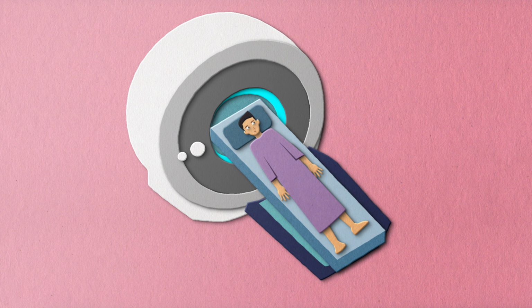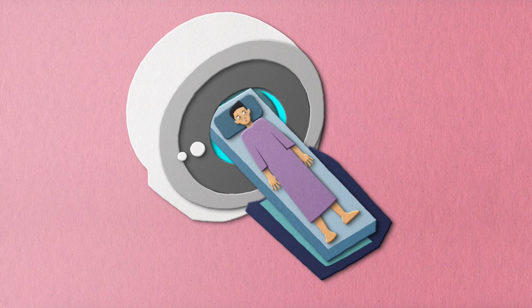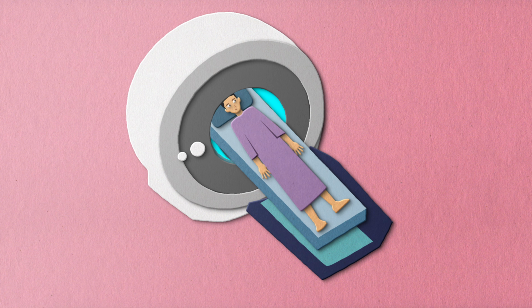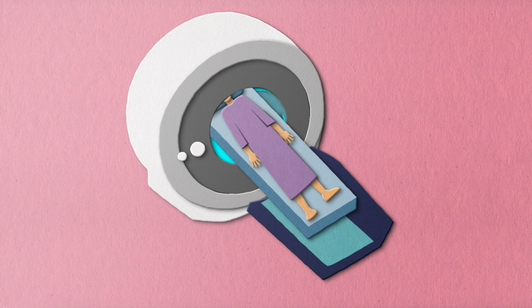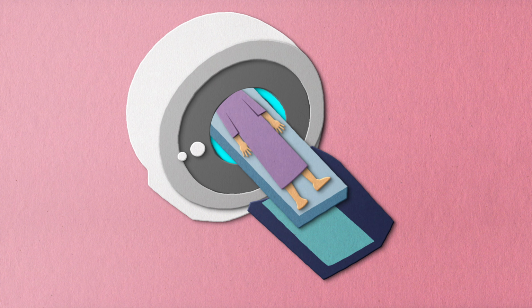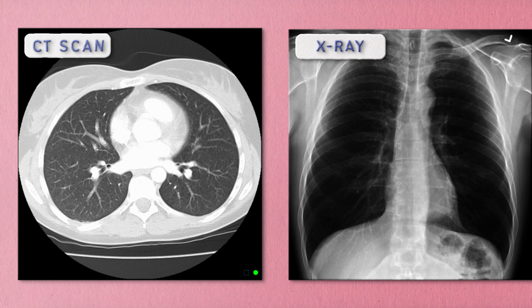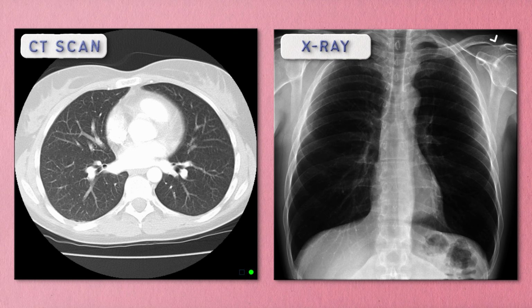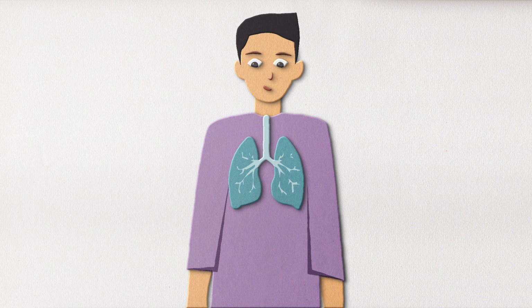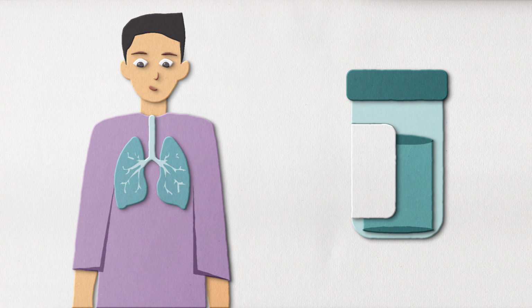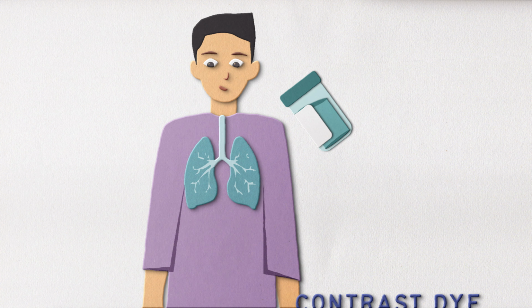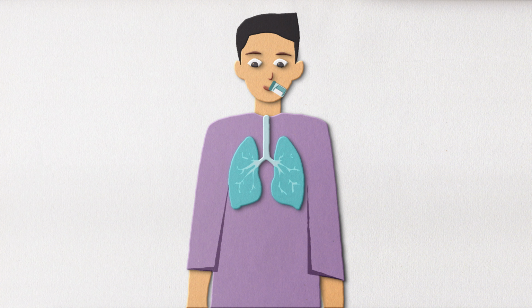The scanner contains rotating X-ray machines that produce a cross-sectional image, which results in a 360-degree view of the body. CT scans produce much more detailed images than regular X-rays and can actually take an image of internal organs. In some circumstances, the patient is also given a contrast dye, which helps outline softer tissue.